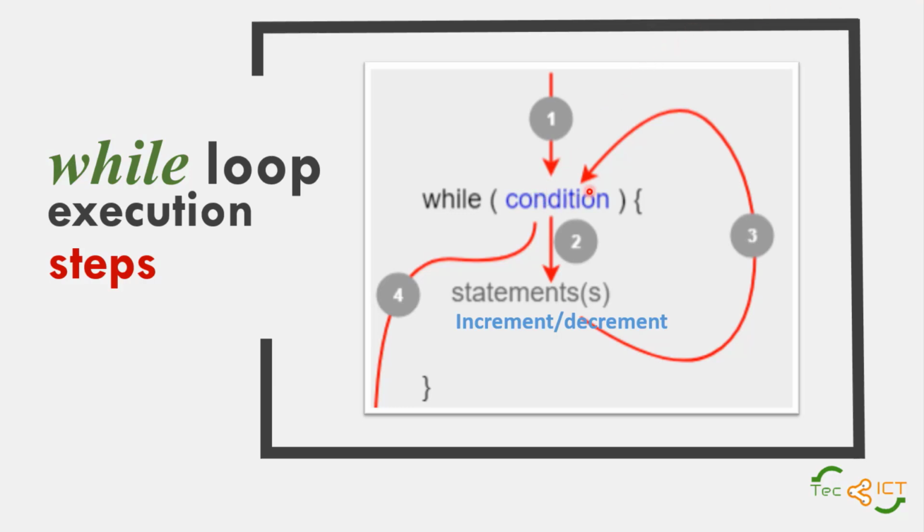Java while loop. While loop execution steps: when the program is in execution, it checks whether the condition is true or false. If it is true, then statements are evaluated.